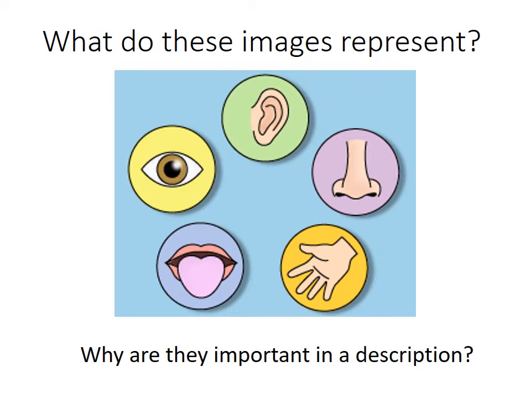Hopefully what you've realised is each of those images represents one of our 5 senses: hearing, smelling, touching, tasting and seeing. Why are these important in a description? Well, in a good description we'll be giving information that helps the reader not just picture, not just see the scene, but also hear what's in the scene, smell what would be in the scene if they were there, touch and possibly taste.